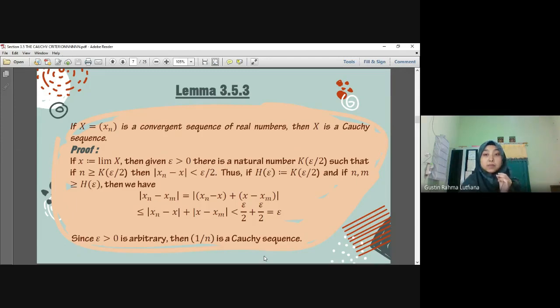Thus, if H(epsilon) is equal to K(epsilon/2), and if n, m are greater than or equal to H(epsilon), then we have the absolute value of xn minus xm is equal to the absolute value of xn minus x plus x minus xm, and it is less than or equal to the absolute value of xn minus x plus the absolute value of x minus xm, and it is less than epsilon over 2 plus epsilon over 2, and it is equal to epsilon. And since epsilon greater than 0 is arbitrary, then the sequence x is a Cauchy sequence.